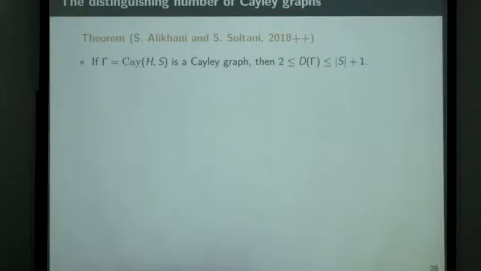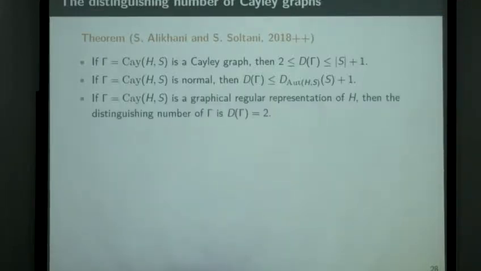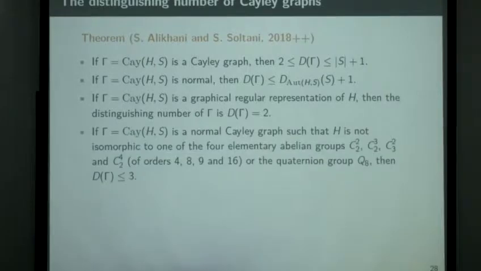It is easy to see that the distinguishing number of a Cayley graph is between 2 and the cardinality of S plus 1. And if this Cayley graph is a normal graph, then the distinguishing number of the Cayley graph is less than or equal to this number. And if the Cayley graph is a graphical regular representation of H, then the distinguishing number is exactly 2.